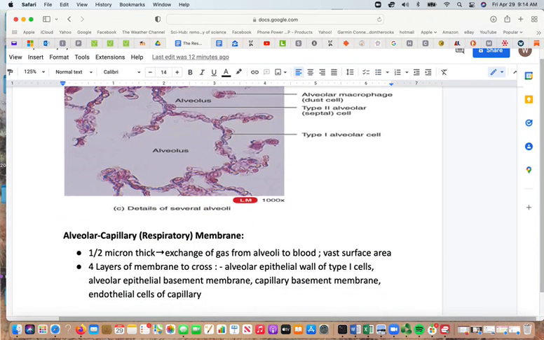So your alveolar capillary or respiratory membrane is about a half micron thick. This is where you're going to have the exchange of gas from the alveoli to the blood, and you have a vast amount of surface area here. So there's 4 layers of membrane to cross. You've got your alveolar epithelial wall of the type 1 cells, the alveolar epithelial basement membrane, the capillary basement membrane, and the endothelial cells of the capillary.